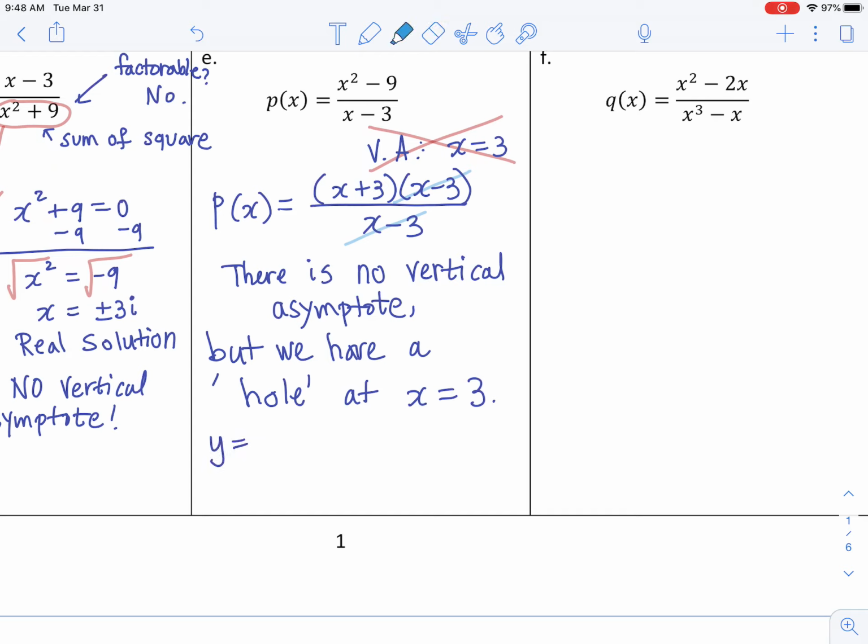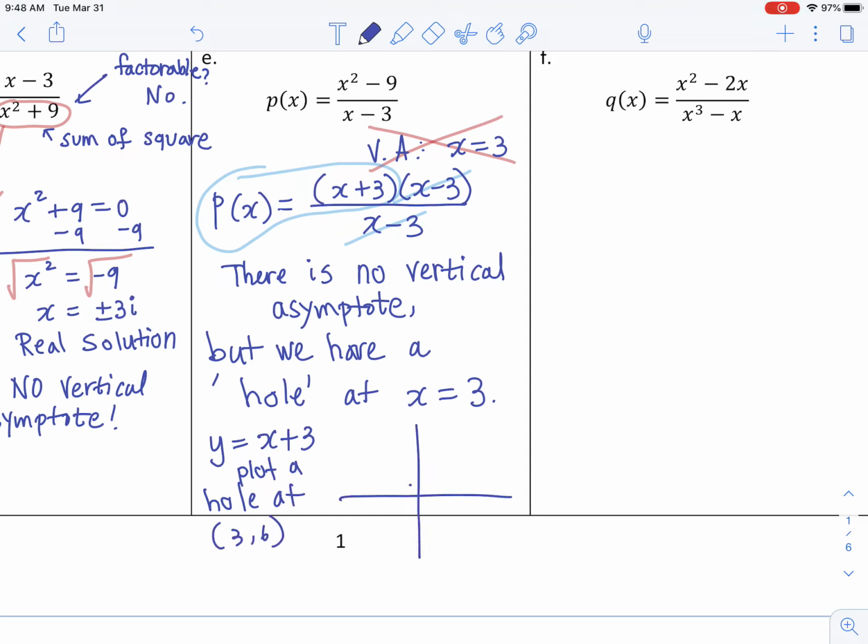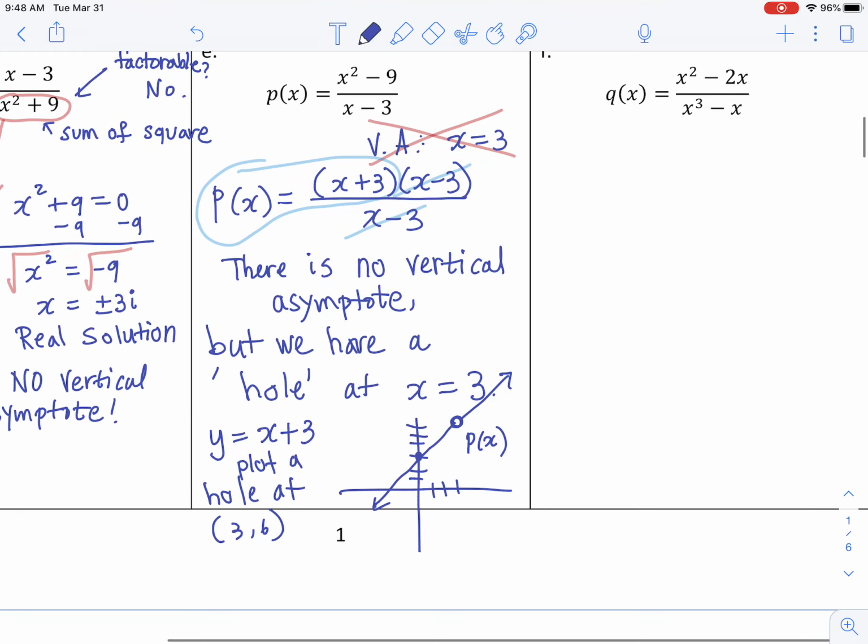You can graph y equals x plus 3, but make sure to plot a hole at (3, 6), okay? So it's going to look like that. We go 1, 2, 3 up to plot a y-intercept. And as you go 1, 2, 3 to the right, and 1, 2, 3, 4, 5, 6 up, we're going to have a hole right there, an open circle. But other than that, this graph will look just like a linear function. So that's the graph of p of x.